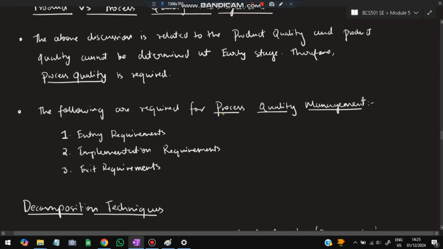The following are required for process quality management. Entry requirements: before you start the project, what plans have you made, and are they of good standard or not? Implementation requirements: whenever the product is being made, is the process being followed good or not? And finally, the exit requirements: whenever you exit, we have to check if there is documentation for that. How do you maintain it? Is security provided? Is it performing the features which you had initially decided? Are all meeting the quality requirements or not? All those things are checked for process quality.